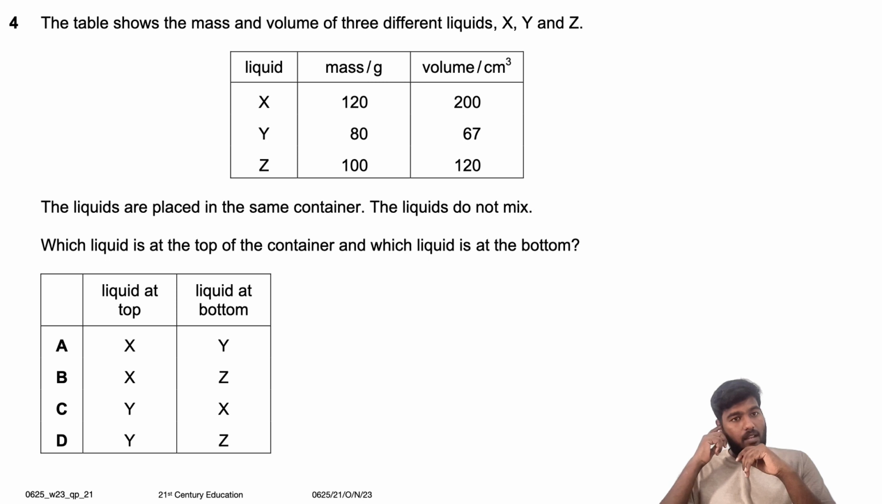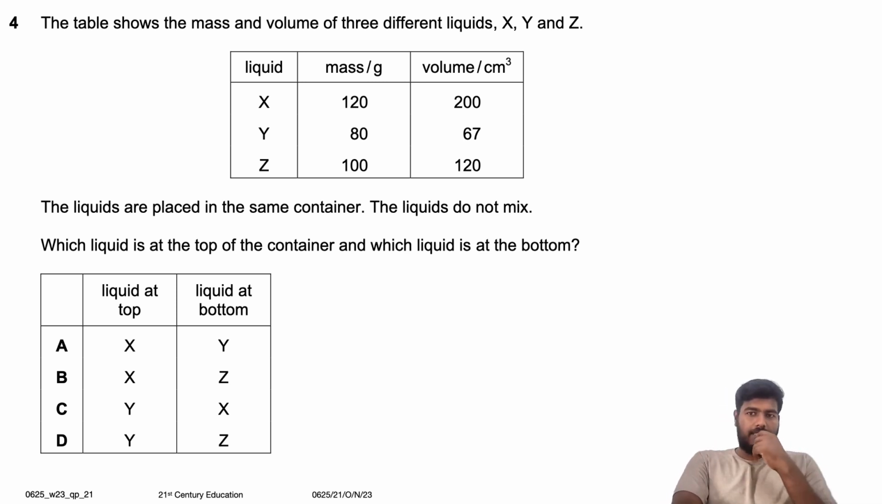4th question. The table shows the mass and volume of 3 different liquids X, Y and Z. They have mass and volume data. The liquids are placed in the same container and do not mix. Which liquid is at the top of the container and which liquid is at the bottom? What quantity or parameter will determine which object will float and which will sink? It is density. So we have to calculate the density of these 3 liquids. Whichever is denser will be at the bottom, whichever is less dense will be at the top.